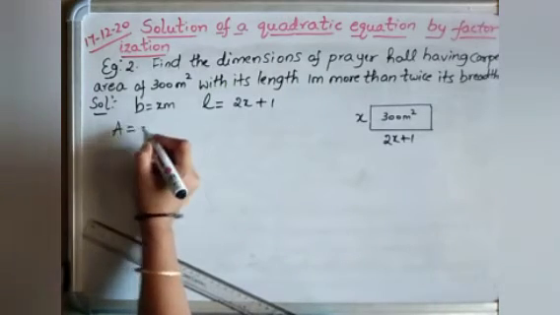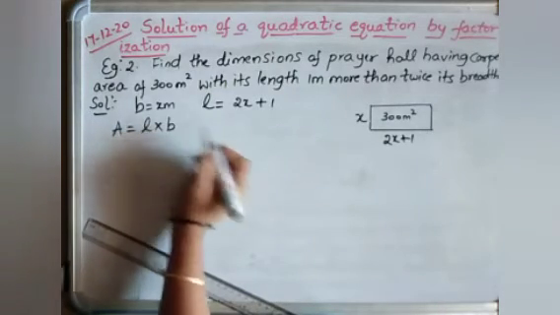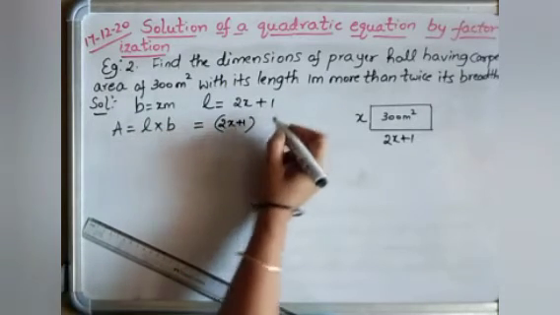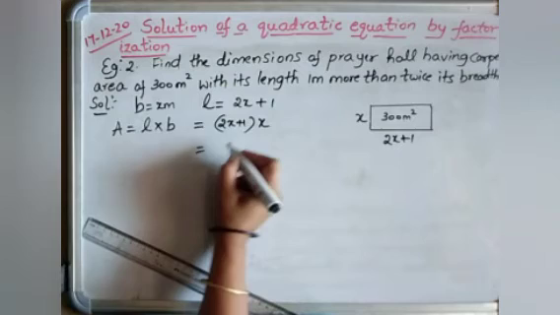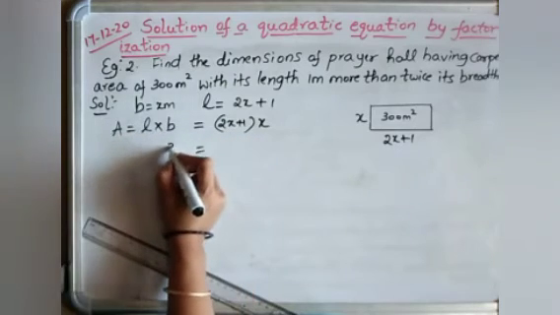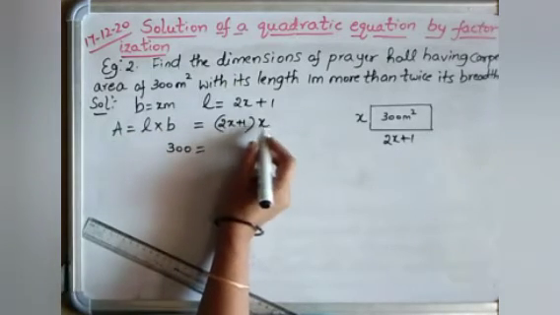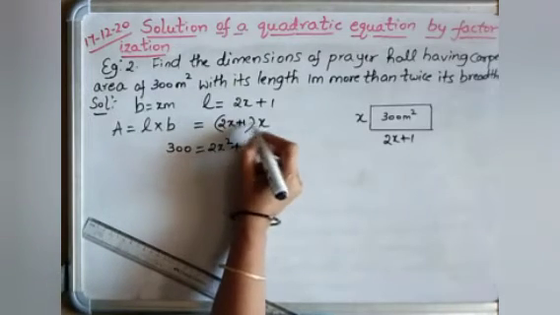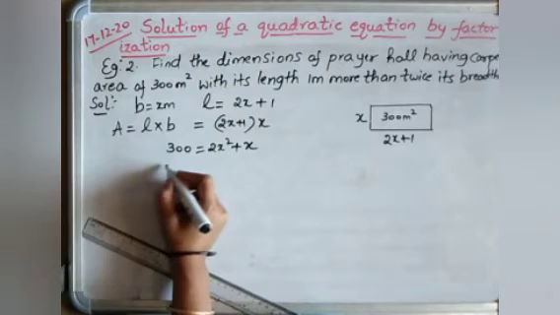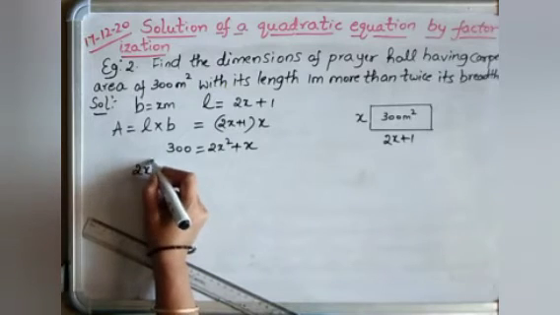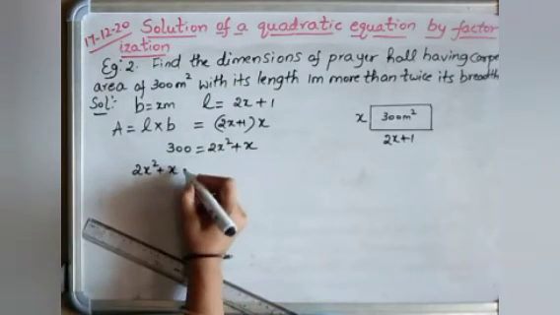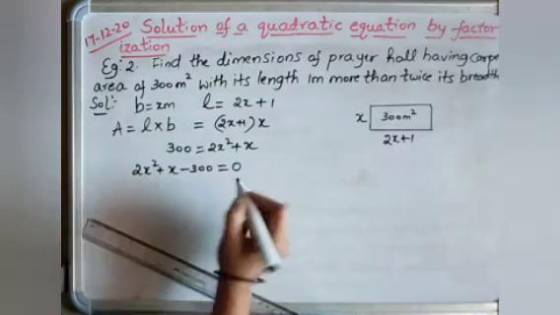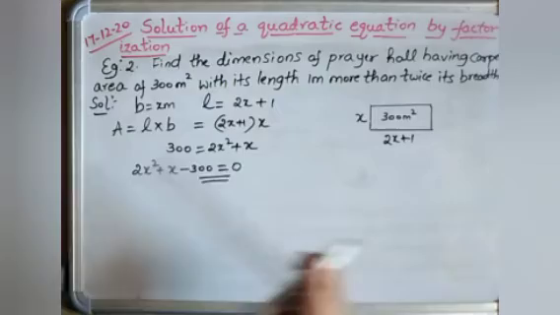So we know that area is given by length into breadth. That means length is 2x plus 1 into x, and the area is given as 300. 2x into x is 2x square, plus 1 into x is x. So we get a quadratic equation as 2x square plus x minus 300 is equal to 0. This is our quadratic equation.